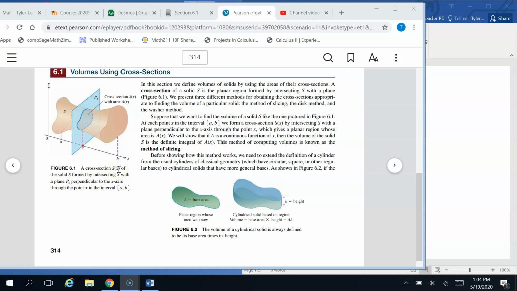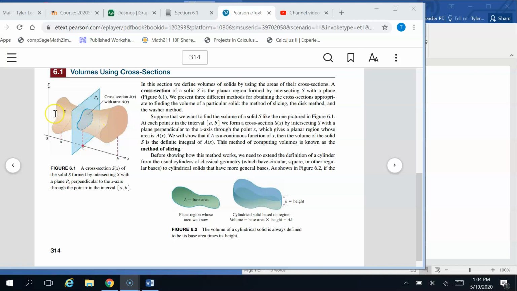Now, maybe what you remember back from geometry is that if you have some kind of solid where the base of that solid is the same cross section for the entire height, then all you need to do is take the area of the cross section and multiply it by its height to get the total volume. We're going to be doing it the same way here. It's just that the cross section changes as we move through our object.